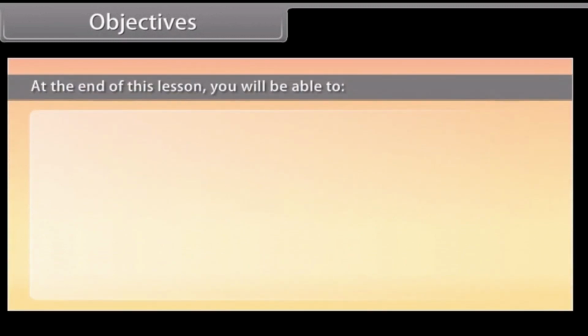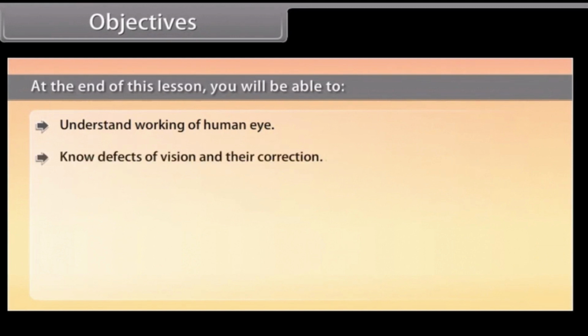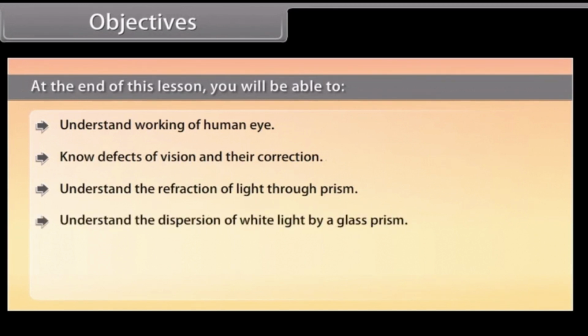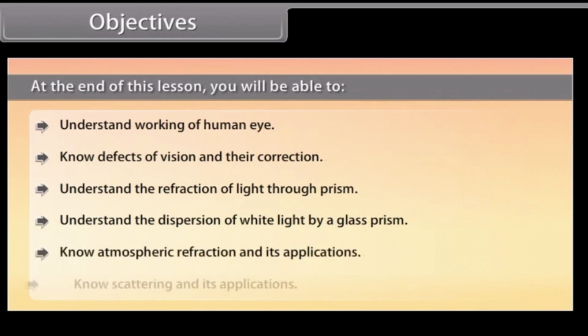At the end of this lesson, you'll be able to understand the working of the human eye, know defects of vision and their correction, understand the refraction of light through a prism, understand the dispersion of white light by a glass prism, know atmospheric refraction and its applications, know scattering and its applications.